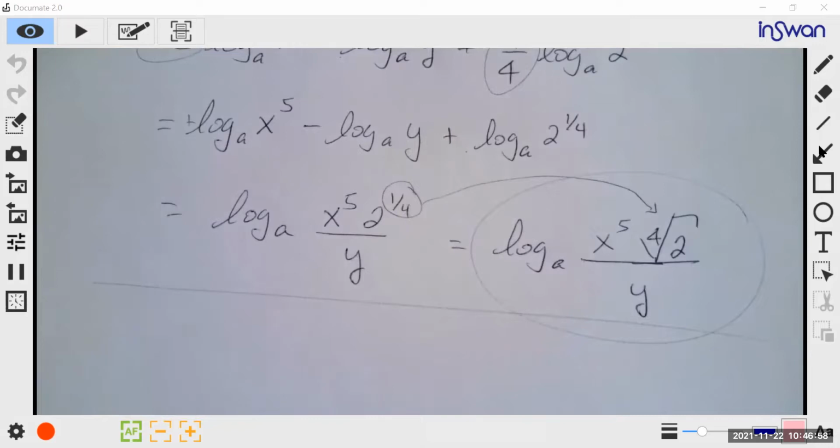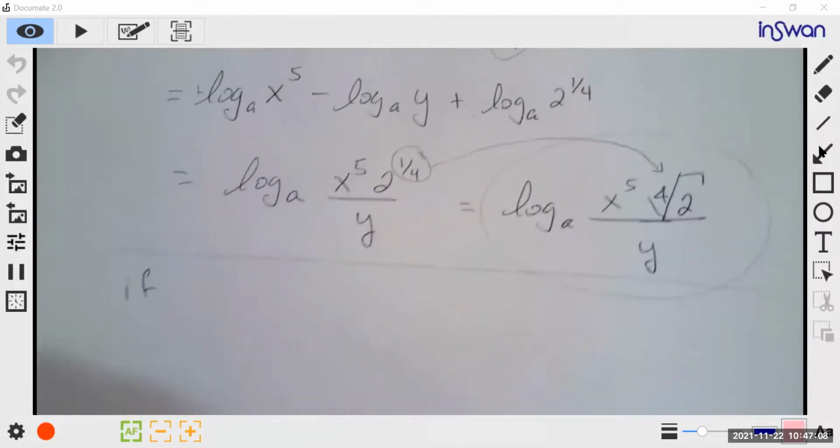Yeah, you have to be able to go both directions. If I give you a condensed one, expand it. If I give you an expanded one, condense it. You'll have some of these in homework.